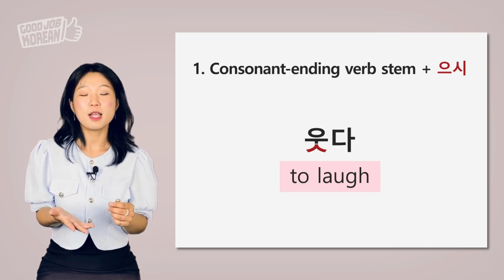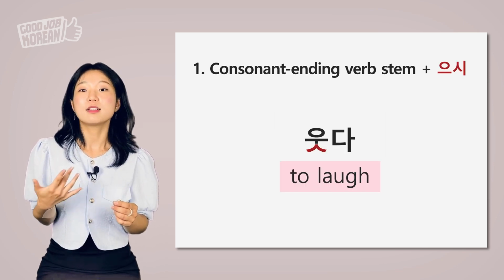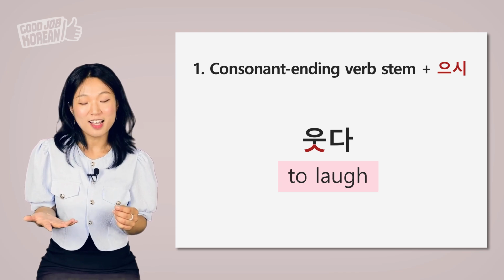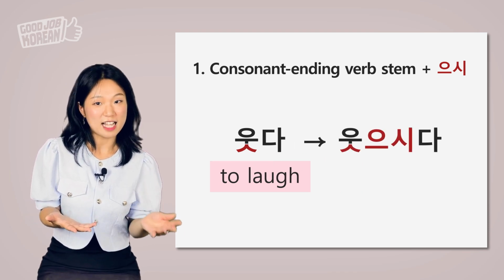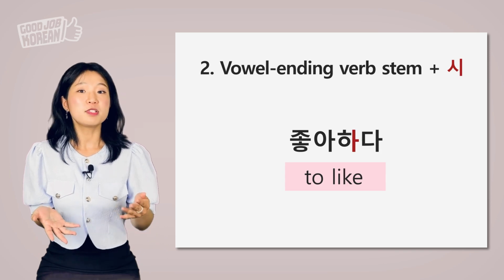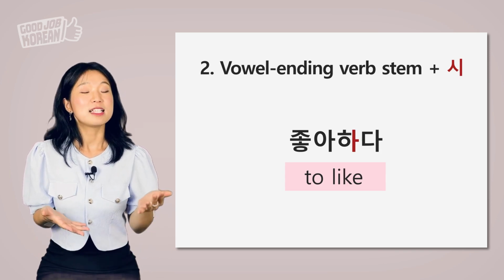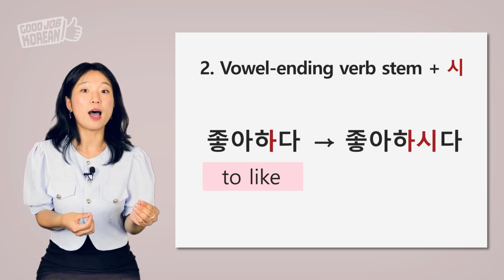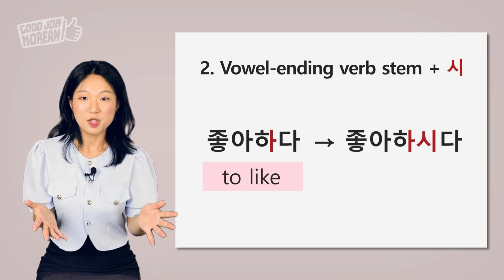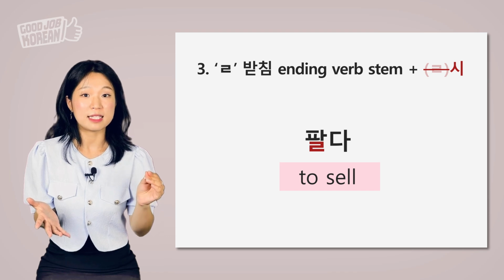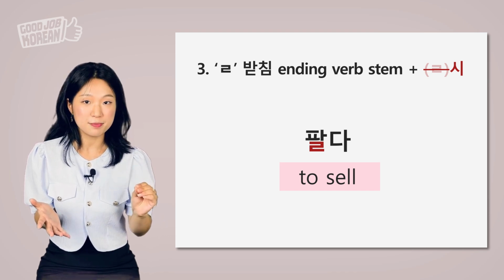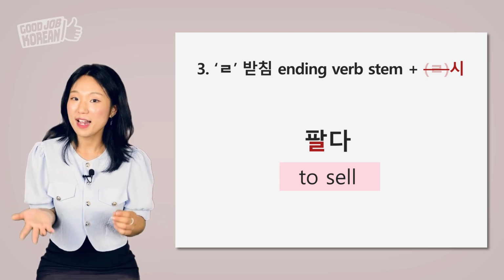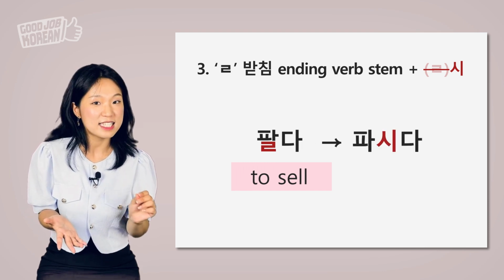Firstly, when the verb stem ends with a consonant, you add 으시, like 웃다 becomes 웃으시다. Secondly, when the verb stem ends with a vowel, you add 시, like 좋아하다 becomes 좋아하시다. Lastly, when the verb stem ends with 리을 받침, you drop 리을 받침 and add 시, like 팔다 becomes 파시다.